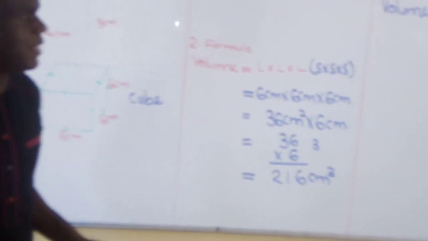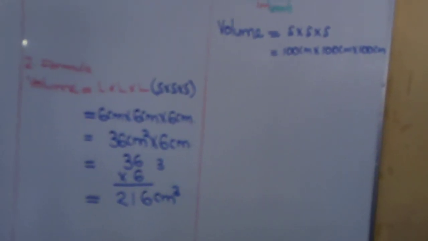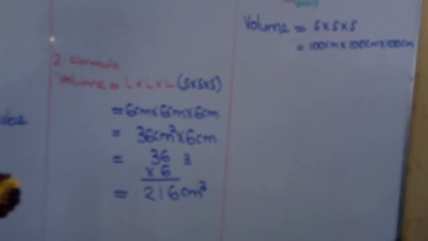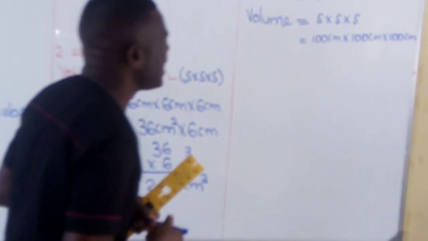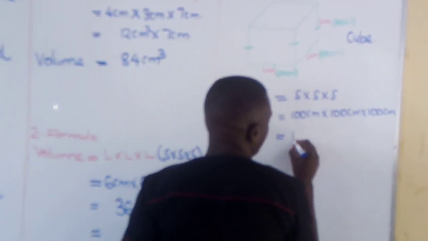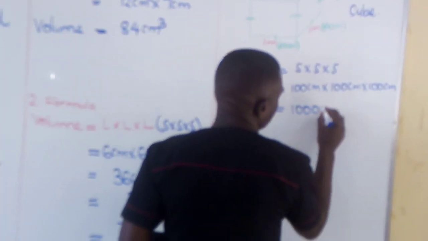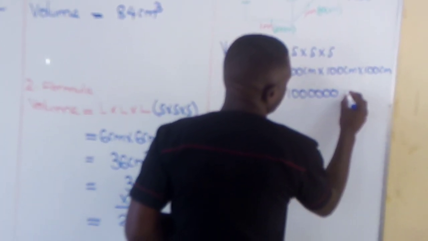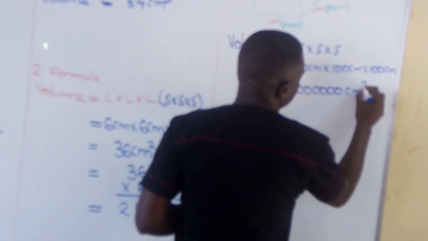What do we get? Mark Msembi. We will get 1 million cubic centimeters.